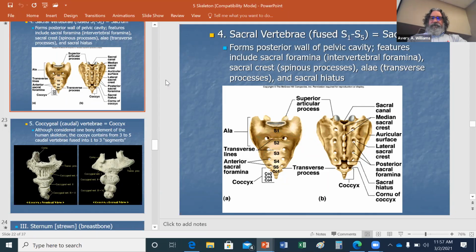Anybody? I have one more question. Okay, go ahead. Can you just explain the abductor pollicis and the adductor one, the difference between them again? The abductor and adductor pollicis. Yes, that.